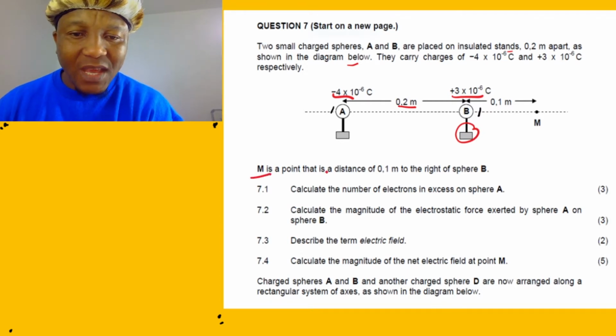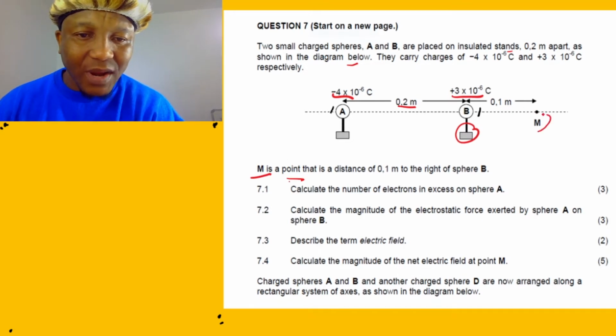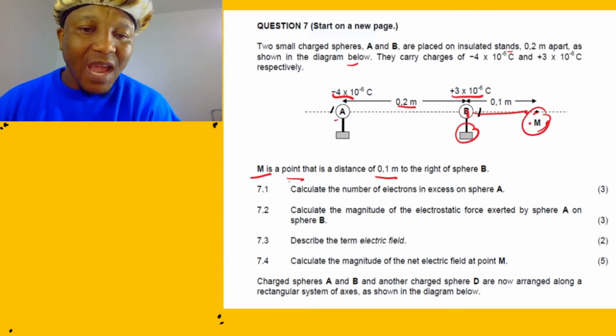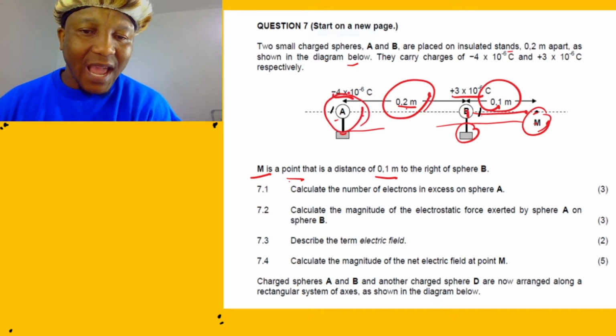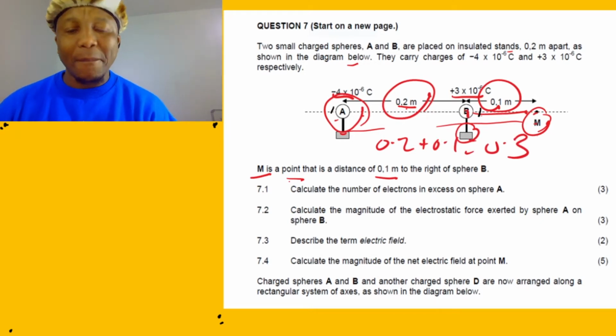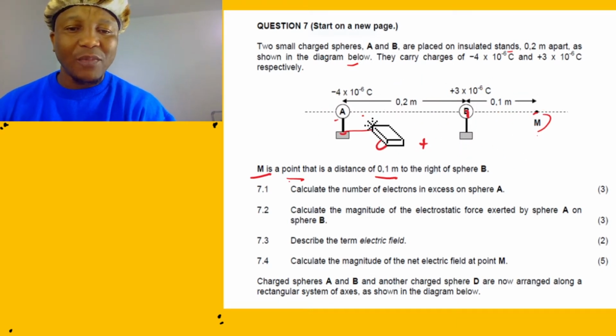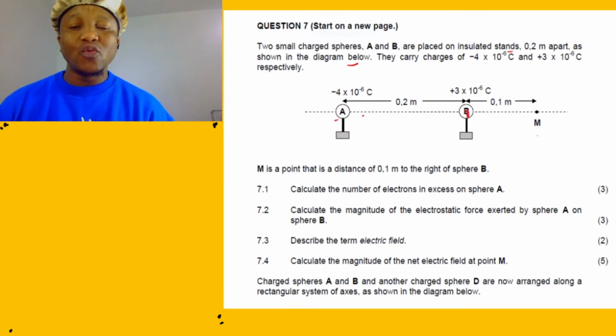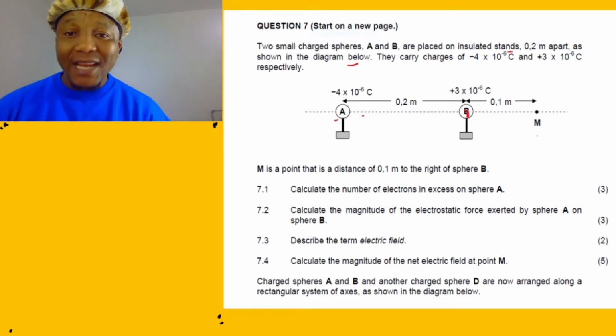Okay, so now what is the question? They say M is a point between A and B. Point M is 0.1 distance from B, and from M all the way to A, if you add 0.2 plus 0.1, you're going to get 0.3. That's the distance from A to M. But that was not part of the question. Before you start, you want to make sure that you clearly understand your question.